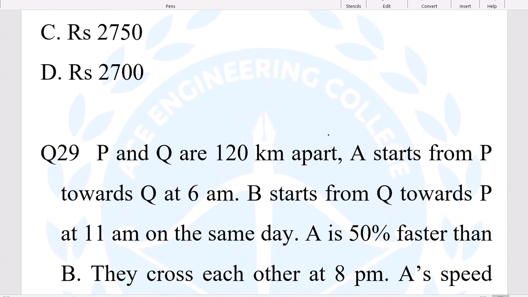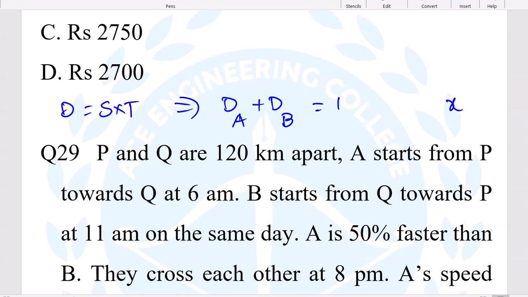Distance is speed into time. Here D1 plus D2, DA plus DB: the distance traveled by train A plus the distance traveled by train B. The speed of B we have taken as x. The speed of A is 1.5x. Timing: train A started at what time? 6 a.m. They met at 8 p.m. That is a 14 hour journey. 6 a.m. to 6 p.m. is 12 hours, so I am multiplying by 14. Are you understanding why into 14? B, at what time is it starting? It is going to meet after how many hours? 9 hours. Understand what this 9 is, and what this 14 is. Now together should be equal to 120.